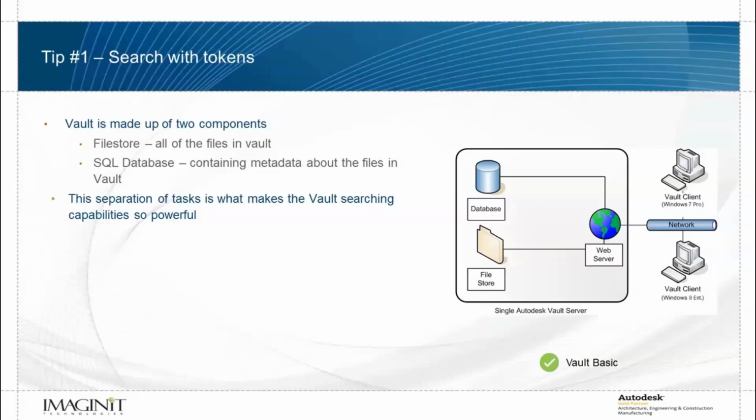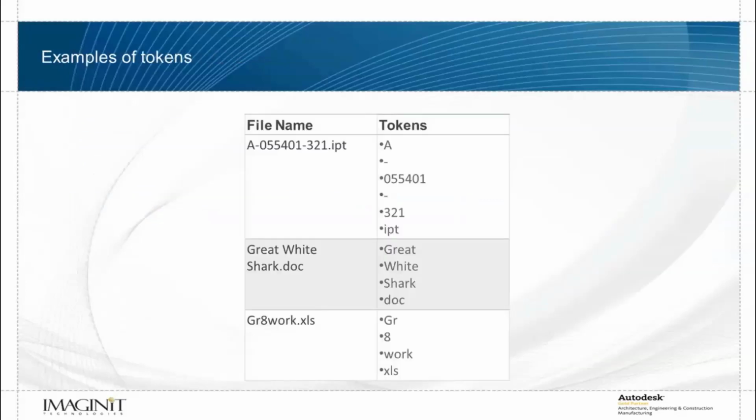So what am I talking about when I say search with a token? It's one of those things that you might find in a help file, and it doesn't make a lot of sense. What are we really looking at? This is the idea. A token is a piece of information. It could be alpha, it could be numeric, but it's separated by something. In this case, I've got this file name, A055401, A, dash, and that dash is very important, 055401, dash, 321. Then I've got, of course, the file extension, .ipt.